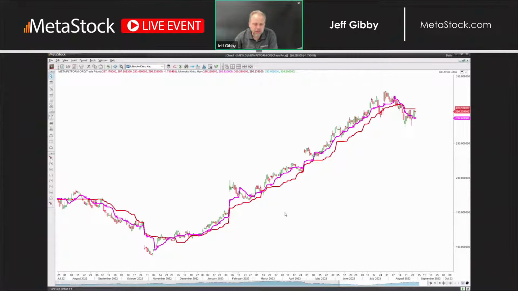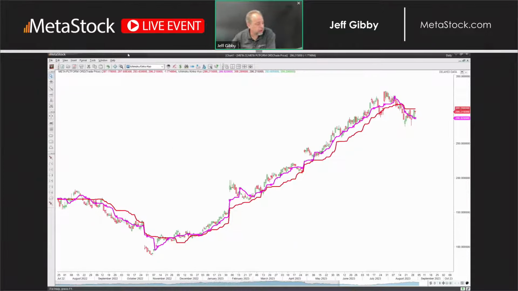And there's a couple different ways you can read Tenkan-sen. In general, if your Tenkan-sen is above your Kijun-sen, then you're going to be in a bullish phase. And one of the classic buy signals that they use in Ichimoku is if the Tenkan-sen crosses up above the Kijun-sen, that's going to be a buy signal.